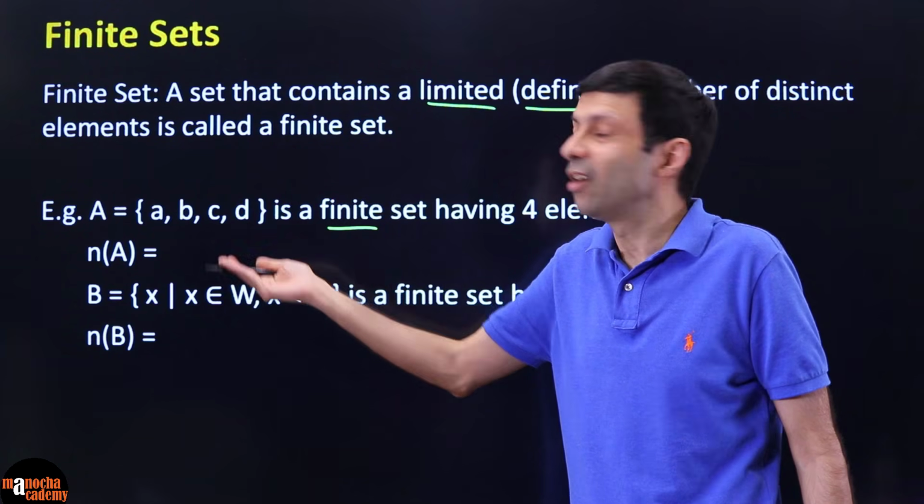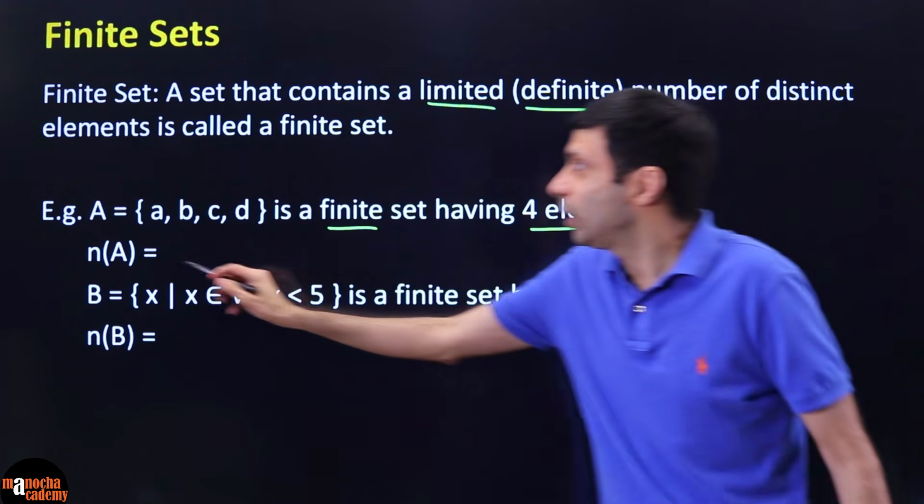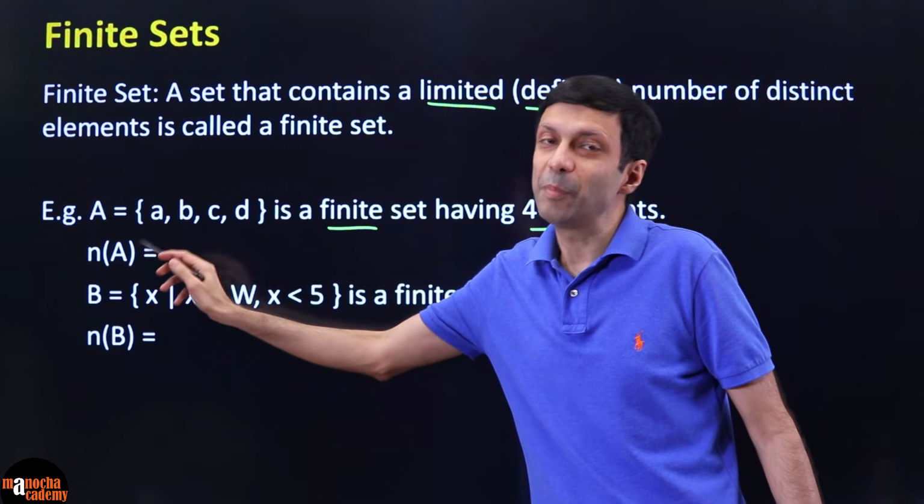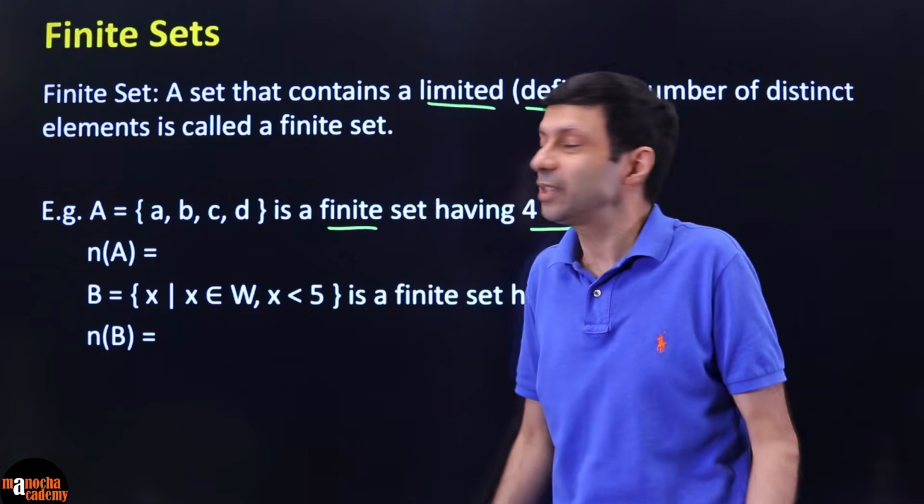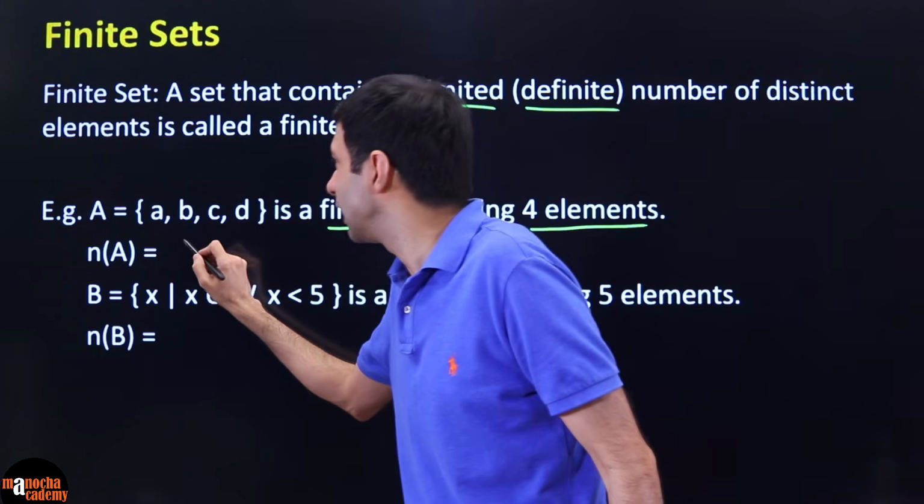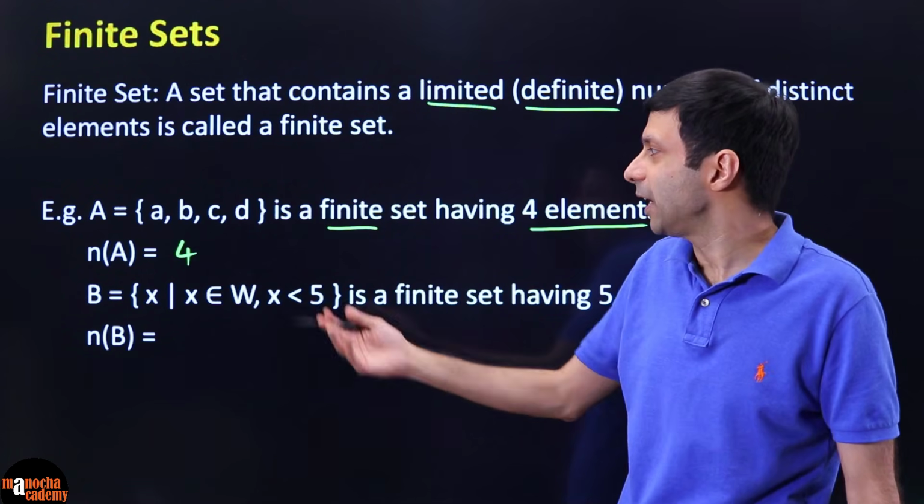How many elements are there? 4 elements, right? And how will you represent n of A? Remember, n of A is cardinal number of this set. So it is the number of elements, which is a finite number, and the answer is going to be 4 here.